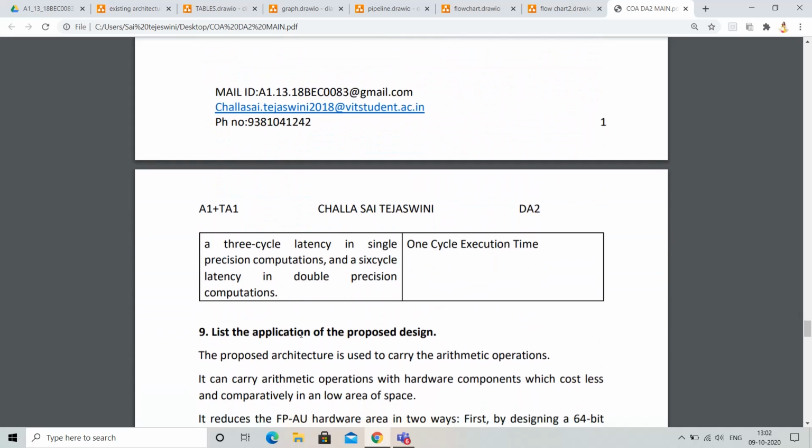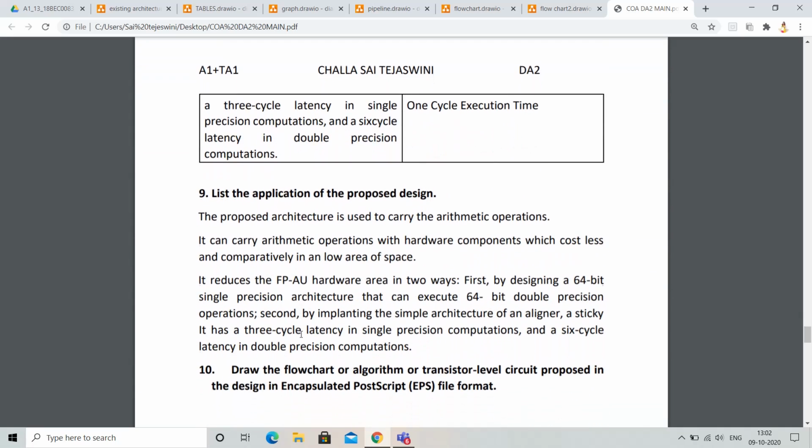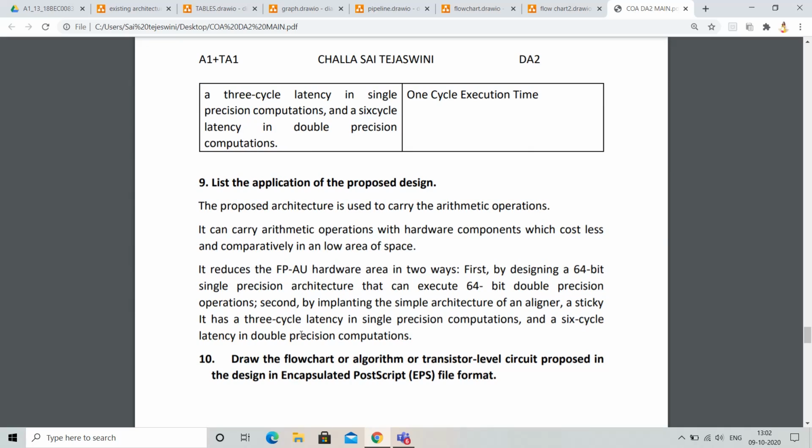Coming to the 9th question. This is the application of the proposed design. The proposed architecture is used to carry out arithmetic operations. It can carry out arithmetic operations with hardware components which cost less and comparatively in a low area of space.